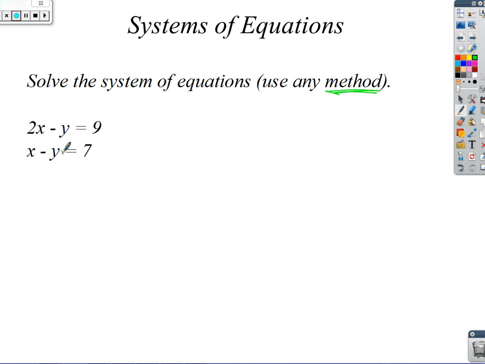You could use the equal values method when you have the same variable by itself in both equations, then you let the two equations equal each other. However, neither variable is by itself in this particular problem, so that wouldn't be the best. You could use substitution, which is best whenever you have a variable by itself in one of the two equations. We do not have that. Therefore, substitution is not the best method.